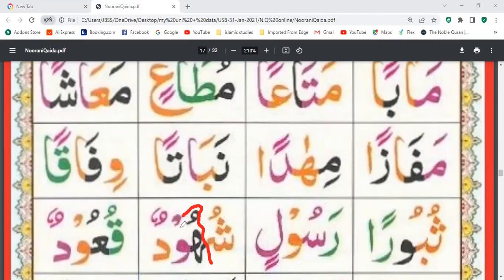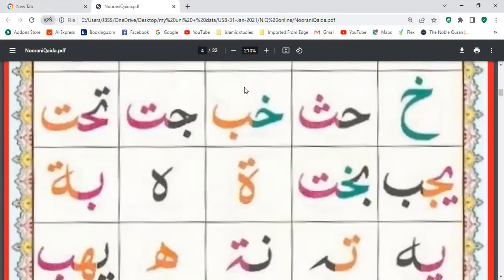The letter with two eyes. Try to recall. You have learned it before. Read this. What is this?